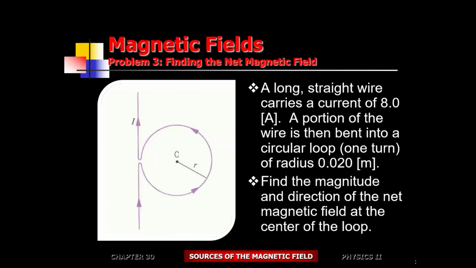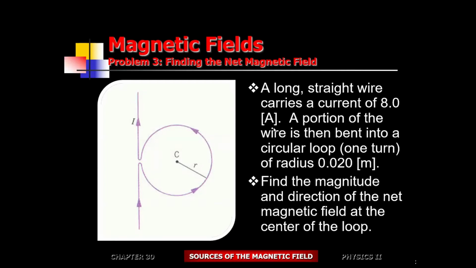This problem number 3 is the one that I'm interested in. The current is going up, and then it makes a tiny little circular loop, and then it keeps going back up again. What would be the strength of the magnetic field right at the center? C is going to represent the center. So you got the current going up, the straight wire, and then it makes a loop, and then continues to go up.